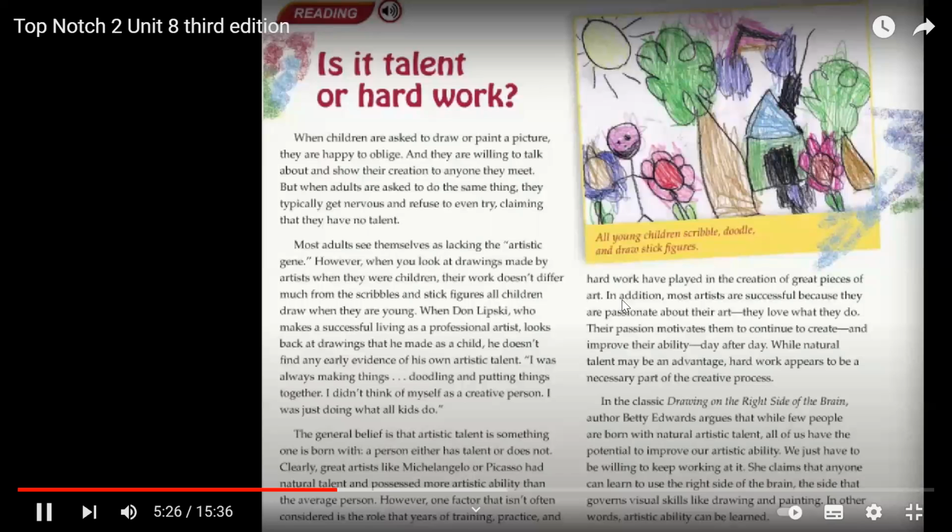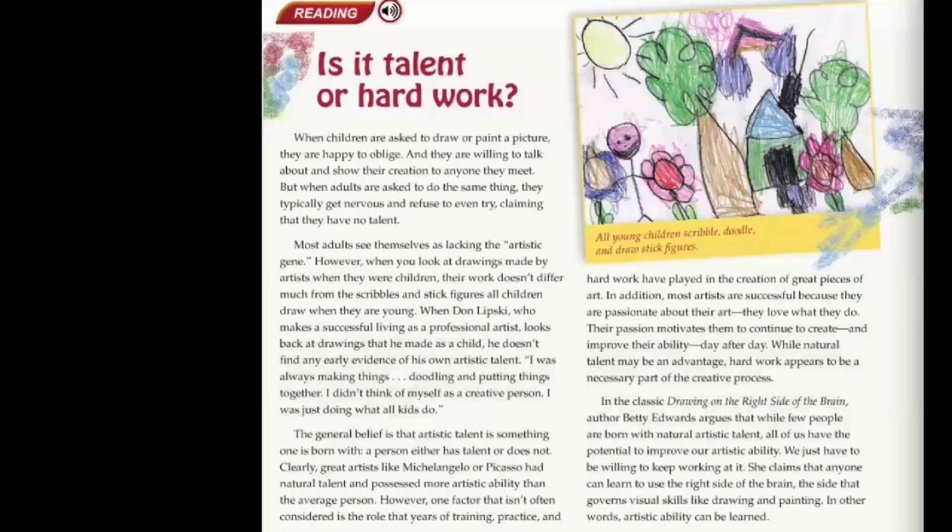In addition, most artists are successful because they are passionate about their art. They love what they do. Their passion motivates them to continue to create and improve their ability day after day. While natural talent may be an advantage, hard work appears to be a necessary part of the creative process.